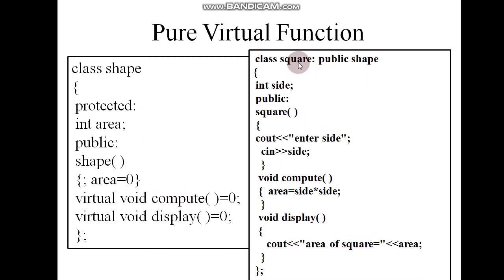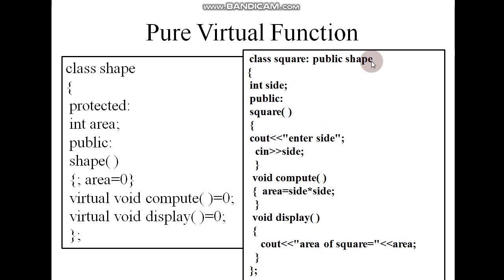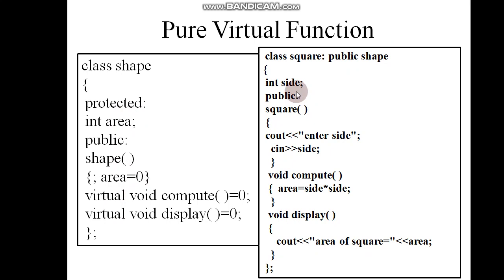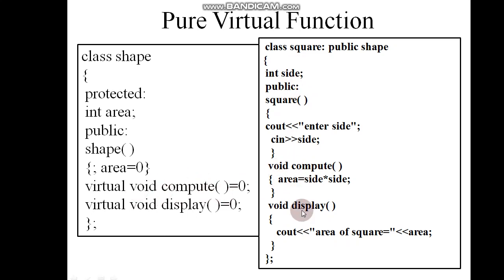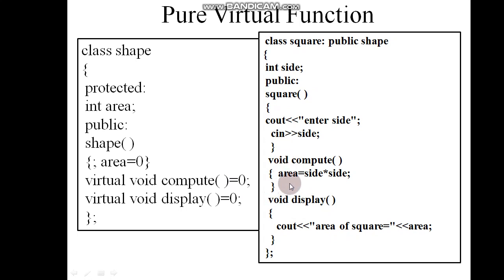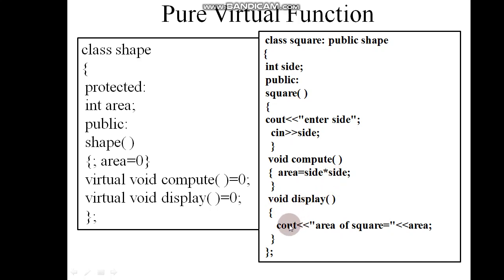So square is a class which is derived from shape. Along with the derived members here, square can have side. Square can have its constructor function which enters the side from the user. Compute is a function overridden from the base class. It is the responsibility of the square class to define the compute function. So this function will calculate area of a square. Display is also overridden from the base class, so it displays area of a square.